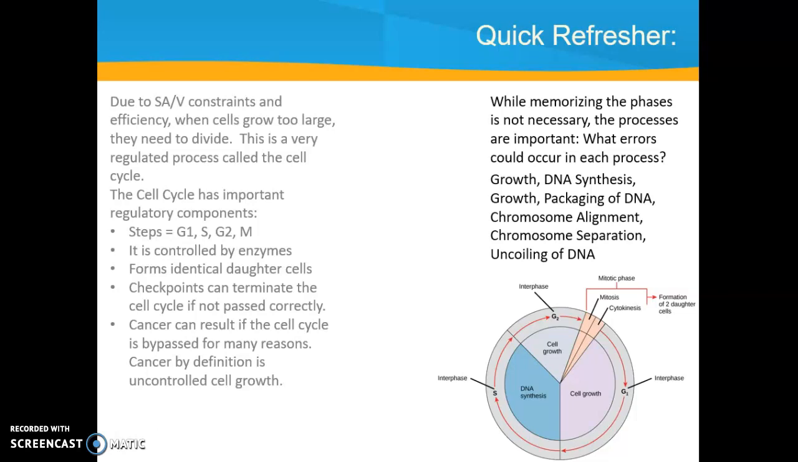Now, in the curriculum, they tell you that you do not have to memorize the phases. So there will not be a question on there that says, what happens in anaphase? But they could possibly ask you, like if you look over here on the side, what errors could occur? So what could happen if the DNA synthesis, so the S phase, is not happening correctly? Or if we're in mitosis and the chromosomes don't align in metaphase, what could happen? So those are the types of questions that you might see.